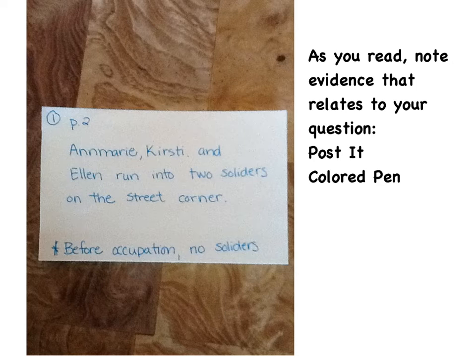Now, I have only one color of Post-it notes, so I'm going to determine my evidence with a blue pen. Now, you can see on my Post-it that I've noted the page number, page 2, and my first note. Anne-Marie, Kirsty, and Ellen run into 2 soldiers on the street corner. You can see that I didn't quote the entire page or the entire example, just enough so that I know what I'm looking for. And then at the bottom, I've written my own notes. Before occupation, there were no soldiers. So this is a difference between life during occupation and afterwards.